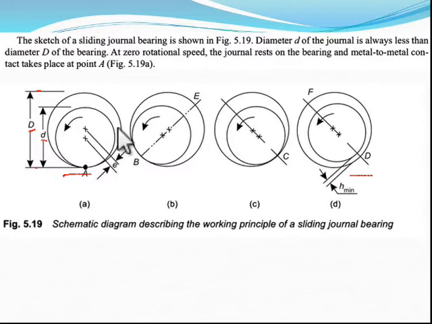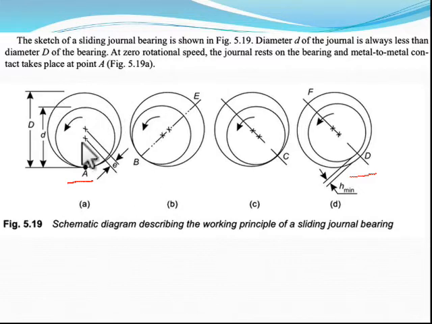Because the journal diameter is much smaller than the diameter of your sleeve, the journal very easily slips inside the sleeve. Please note that this journal is a long shaft and the sleeve has a finite length L. So when we talk about the L by D ratio, L is the length of the sleeve and small d is the diameter of the journal. Now let us review the operation of the journal right from its stalled condition, that is the condition in which it is not moving, to the steady state.